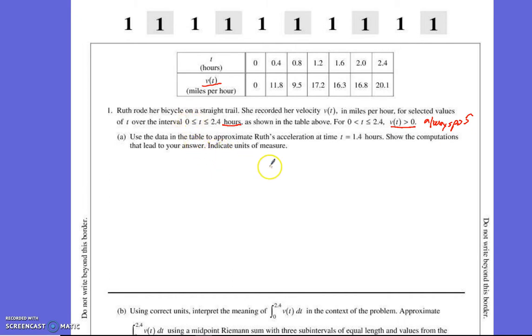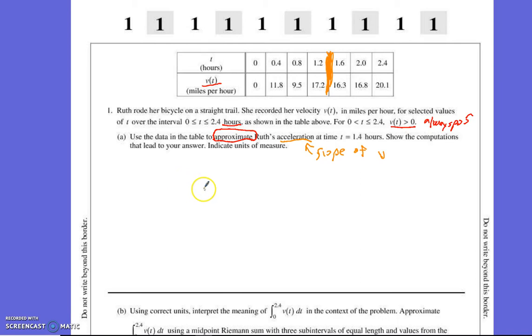Okay, use the data in the table to approximate Ruth's acceleration at a time of t equals 1.4. So we're approximating. This is important. For approximating, that means that we're not using derivative or anything like that. We're just taking an approximate. And if you notice, 1.4 is right in between here, right? So approximate in between these 2 points. That means we're just going to use basic slope. And again, the slope of velocity is acceleration, right? This is the slope or change in velocity. So we can just use basic slope here.